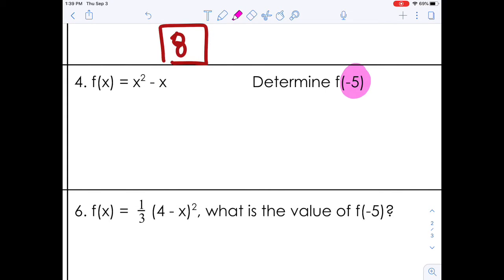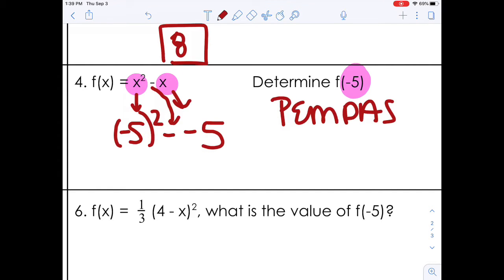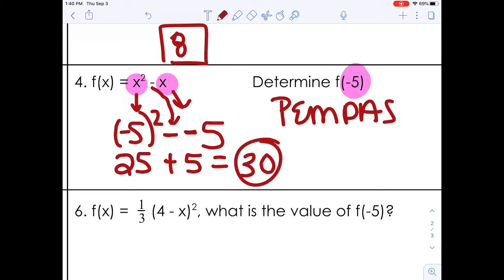Number 4. f of x equals x squared minus x. Determine f of negative 5. So wherever we see an x, we're going to plug in negative 5. So we want negative 5 squared minus negative 5. We do have to bring down this minus sign along with plugging in the negative 5. All right, do your order of operations next. So we want to take care of those exponents. Negative 5 squared is a positive 25. Anytime you square something, it's always going to be a positive. And then we have this minus a negative, which is really just plus. 25 plus 5 is 30. And that is our answer.